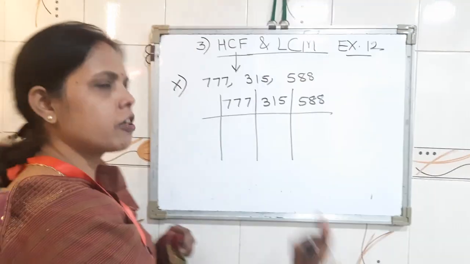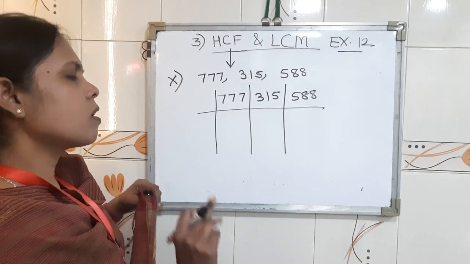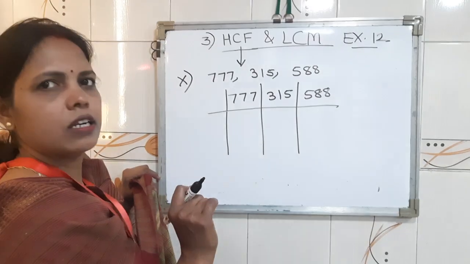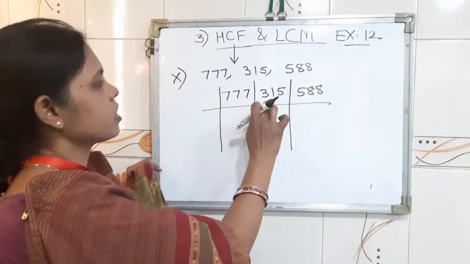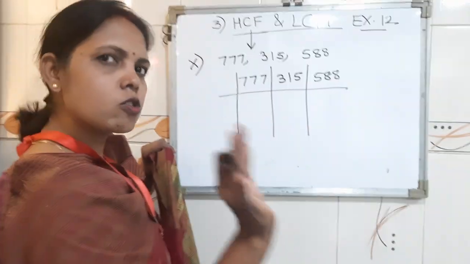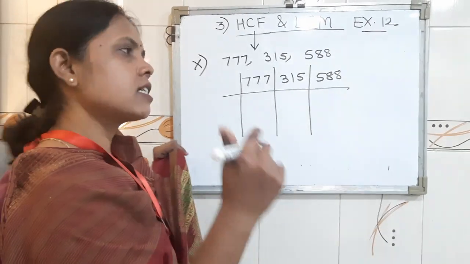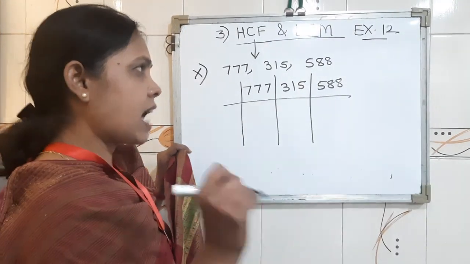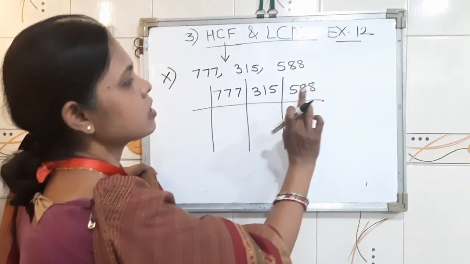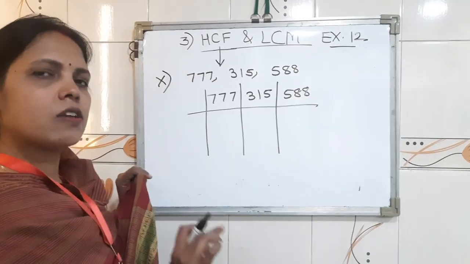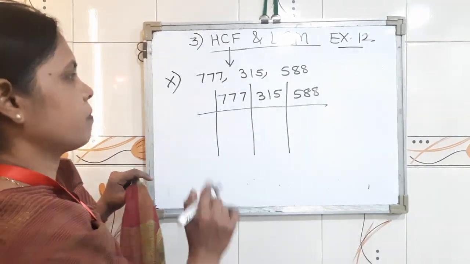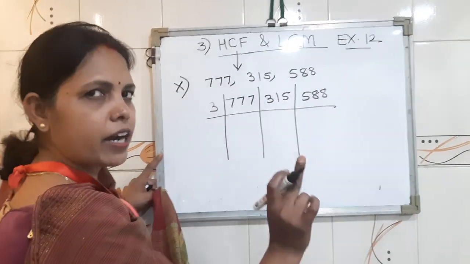First, it will not divide by 2, that is clear. Next, we will try 3. For 777, the addition of all the digits, 7 plus 7 plus 7, is 21, so it will divide by 3. For 315, the addition of all digits, 3 plus 1 is 4, 4 plus 5 is 9, so it will also divide by 3, because 9 is in the table of 3. For 588, adding the digits, 8 plus 8 is 16, 16 plus 5 is 21, which is in the table of 3. Therefore, all three numbers will divide by 3.